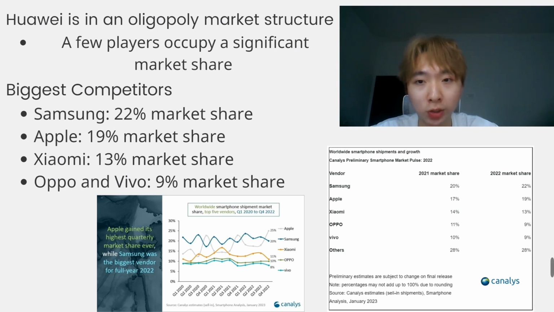Among major manufacturers, Samsung has a 22% market share, firmly ranking first in the world. Apple ranks second with a 19% market share, and Xiaomi ranks third with a 13% market share. Oppo and Vivo ranked fourth and fifth with a share of 9%.